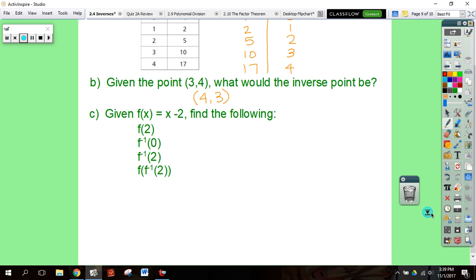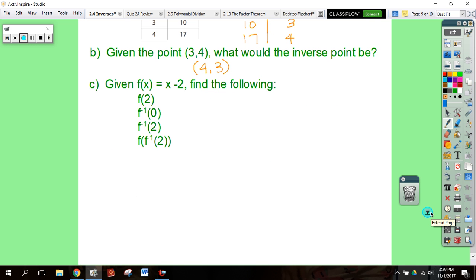This is where it gets a little bit tricky, okay? If we have this as our function, what we want to do is find the following. We want to find the function when your input is 2. Because we're not talking about an inverse, we're talking about the normal function, this is our input. So we're going to take this and put it in for x. This would be our x value here. We're going to substitute it in wherever we see x. So we would have 2 minus 2, which is equal to 0.